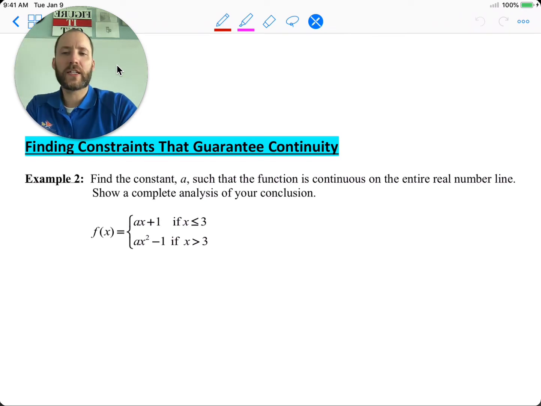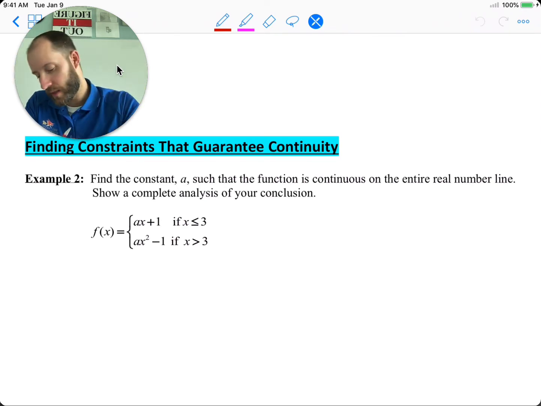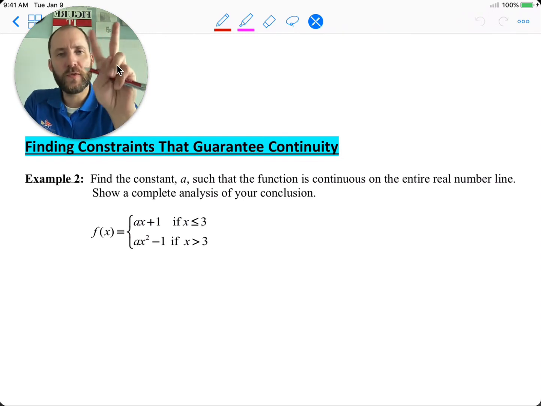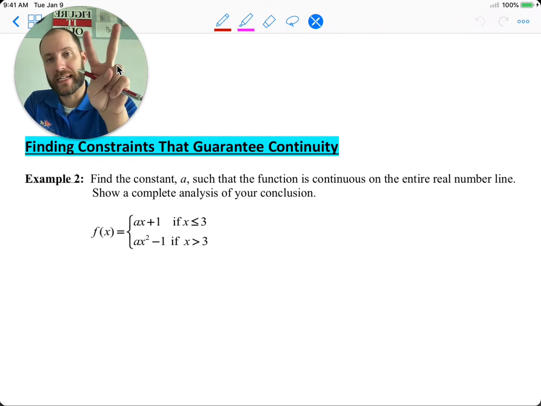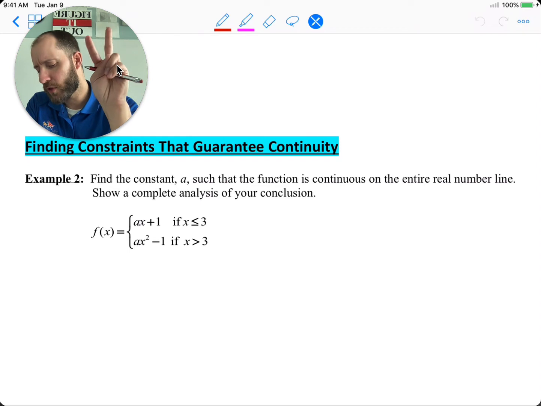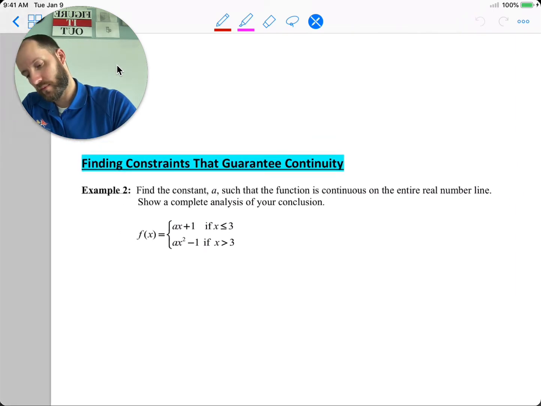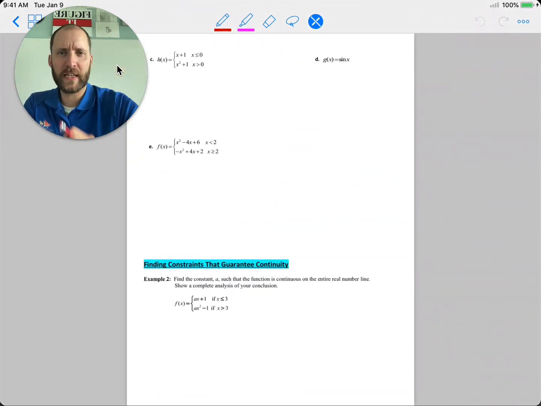You have ax plus 1 on the top, and the second part, ax squared minus 1. And really looking at continuity at 3. Now you have 2 variables, a and x. Of those 2, do you have a value you could plug in for one of them? Okay, I want to kind of plant that thought in your head.